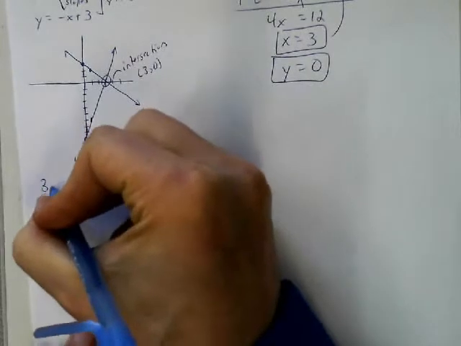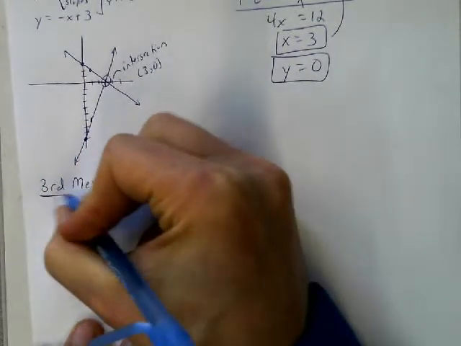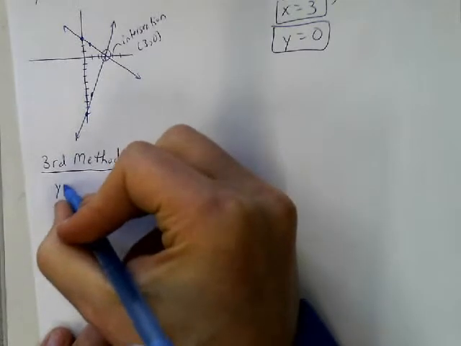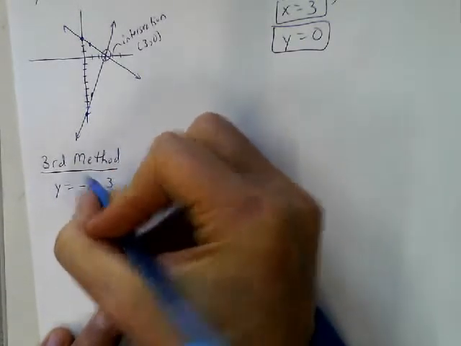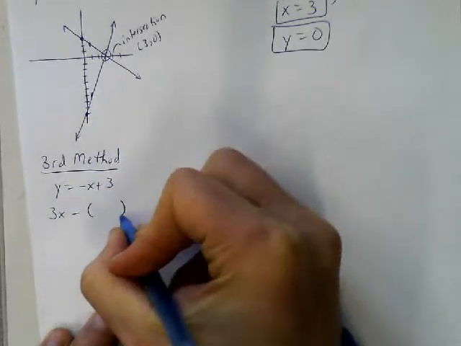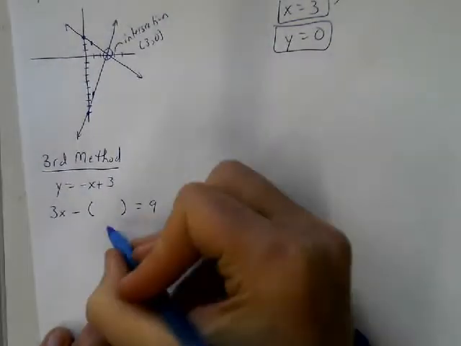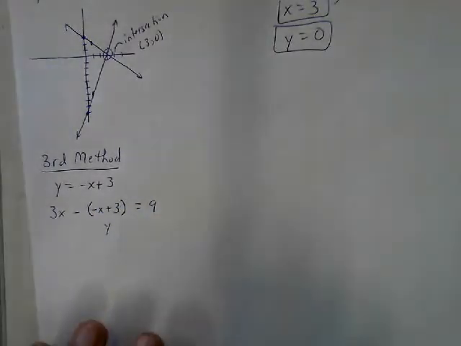The third method is substitution. This is the method that I feel most students are most comfortable with. And that is, we can solve for y in one of them. I'm going to solve for y in the second one since it looks the easiest. So we get negative x plus 3. I then take that and sub it into the other one, where the y is. So you can see I left a blank. This is where y is supposed to be. So I plug in negative x plus 3.